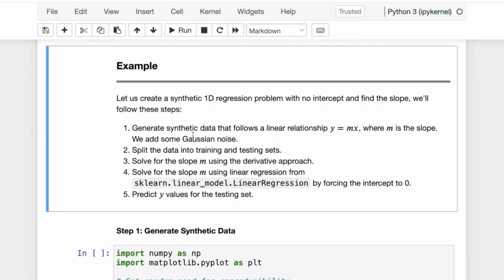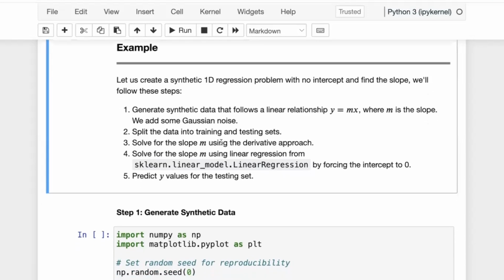In the step where we generate this data, we also add some Gaussian noise. This is just to make this more resemble real-world data sets, because in real-world problems, we always have some measurement noise or observation noise. So as we're going to see, when we create our data set using this equation, we're also going to add some Gaussian noise. And then we're going to split the data into training and testing sets.